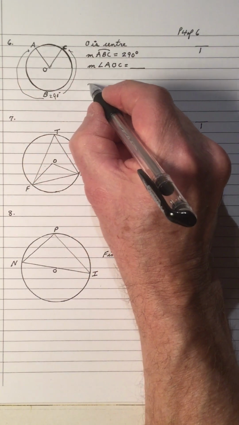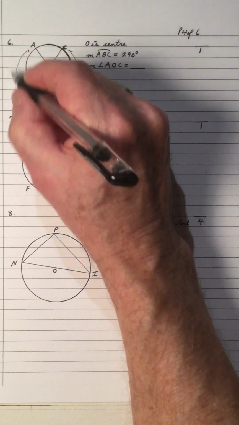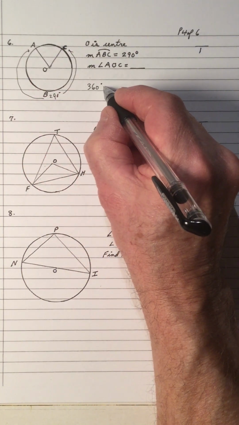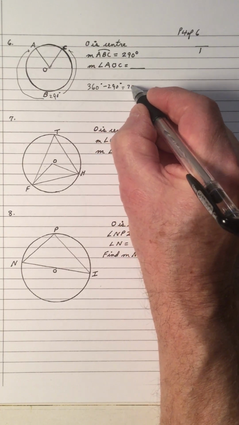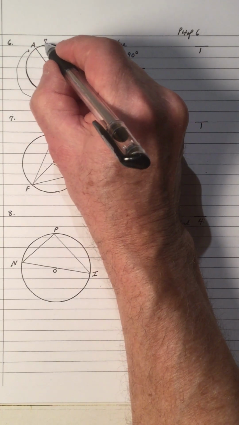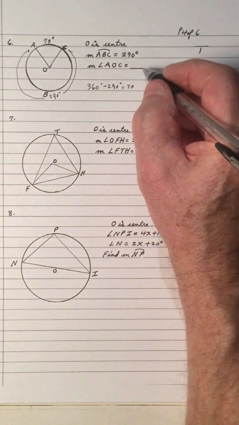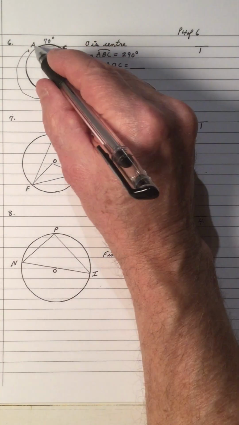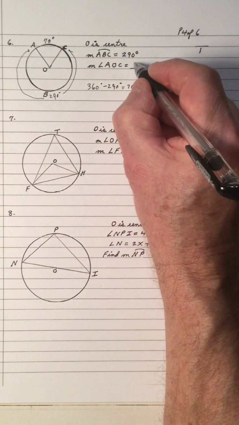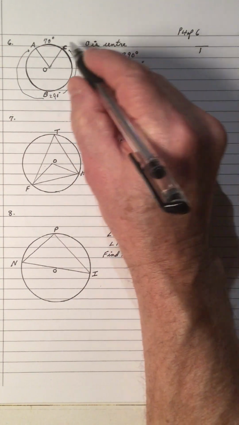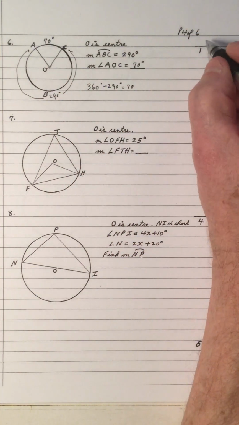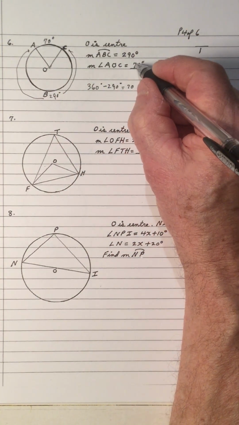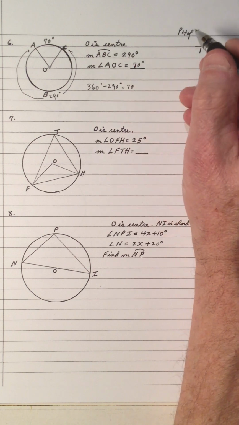That means 360 is all the way around, one complete revolution. So 360 take away 290 is 70. So that means the measure of this arc is 70. And that means the angle AOC is 70, because the central angle has the same measure as the arc. If you have the central angle to be 70, there's 1 mark.